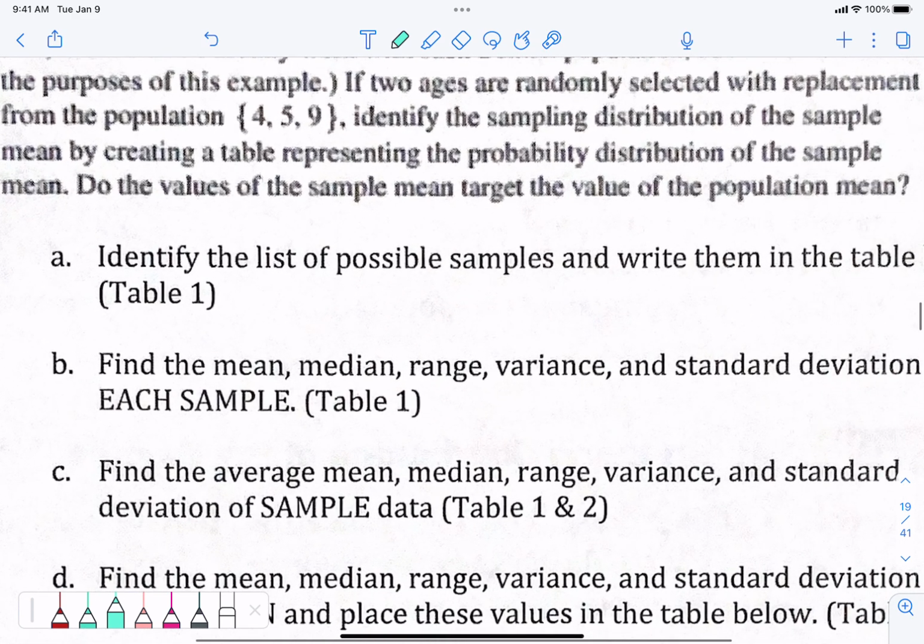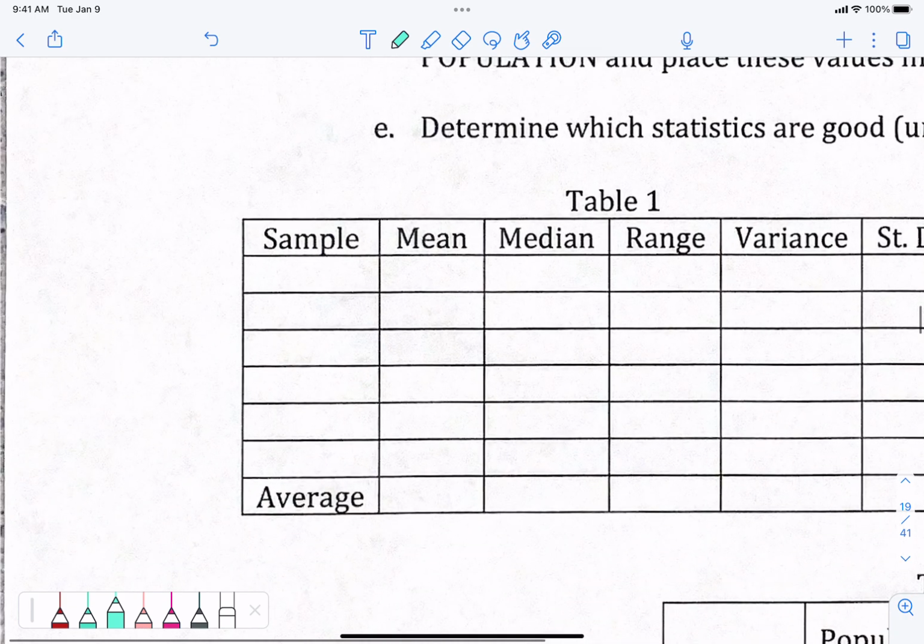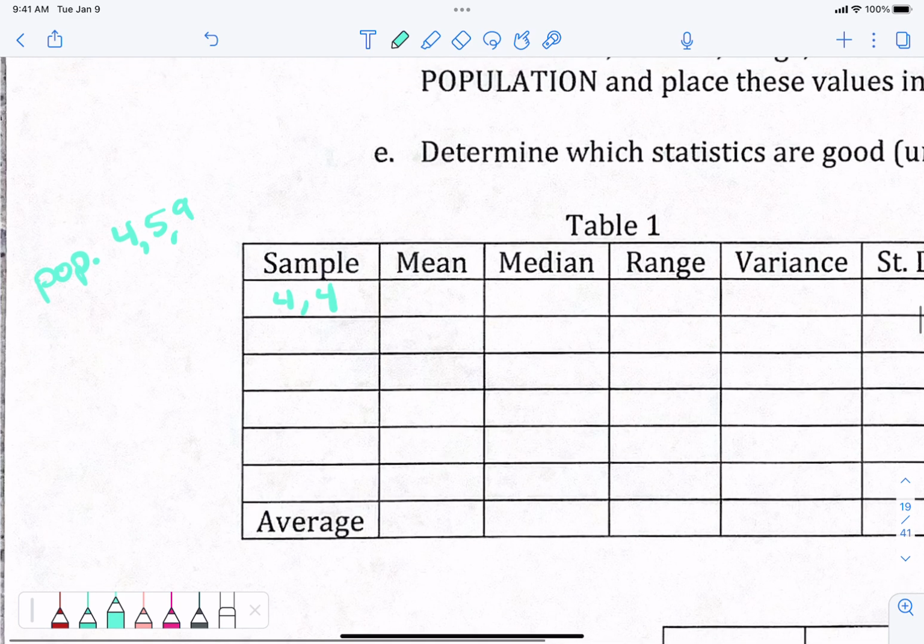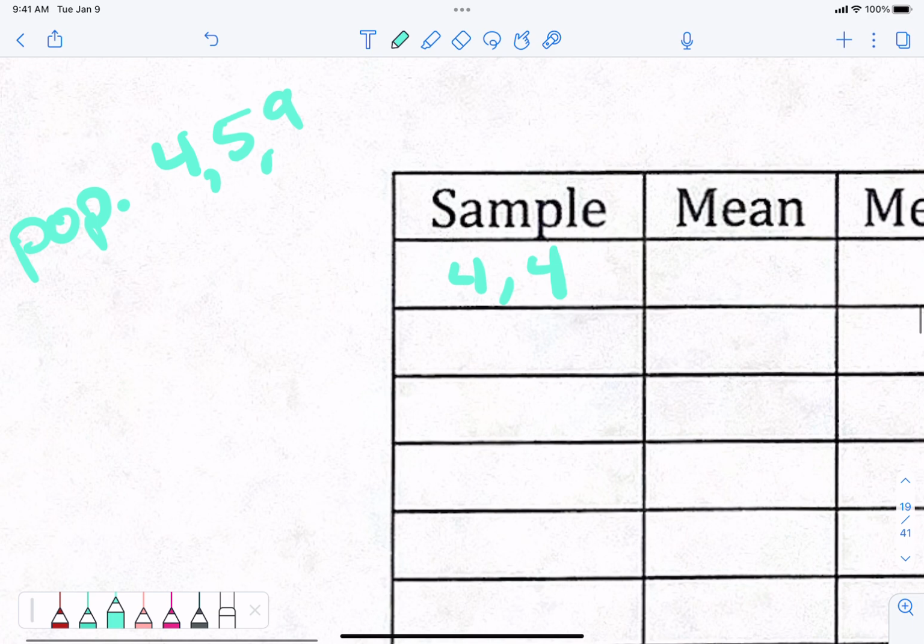We're going to only select 2 children, okay? So, 2 children. Identify the list of possible samples and write them in the table below. If my population is only 4-year-olds, 5-year-olds, 9-year-olds, okay? Here's what could happen. I'm sampling 2 of those, right? I could get 2 4-year-olds, right? Like a 4-4 sample, okay? What else could happen? A 5-5 sample. A 9-9 sample, okay? I could get 2 5-year-olds, 2 9-year-olds, okay?